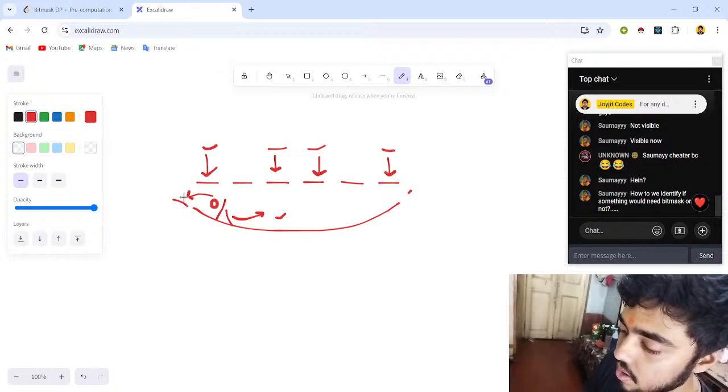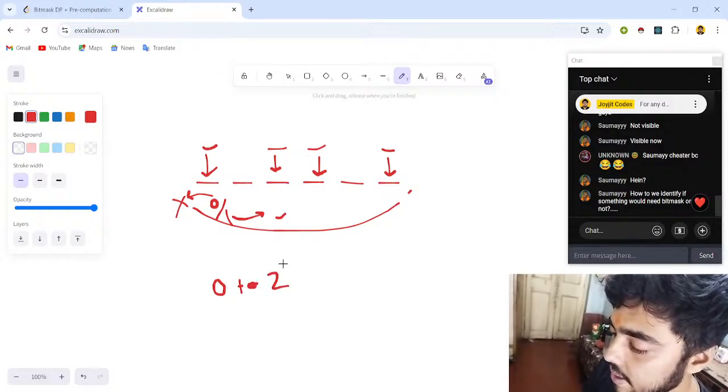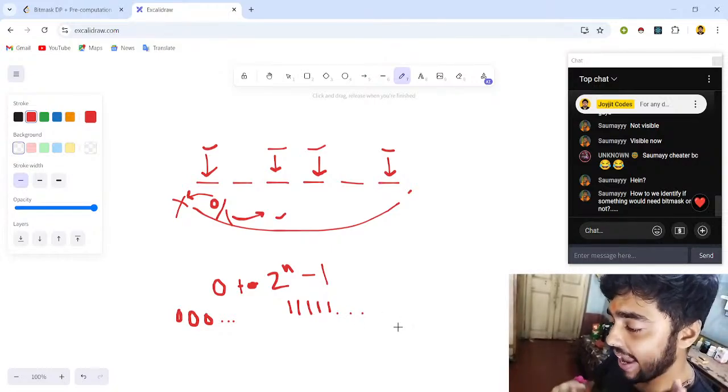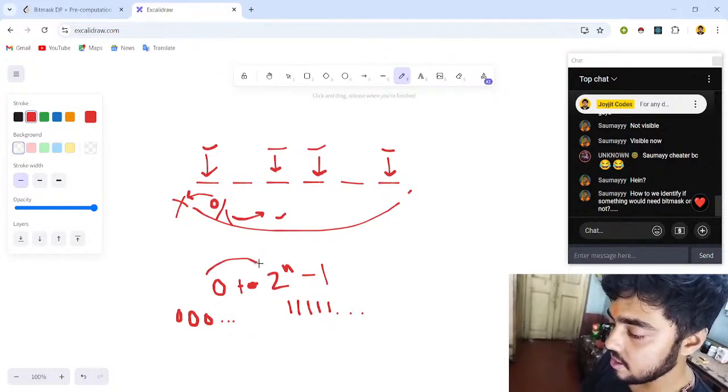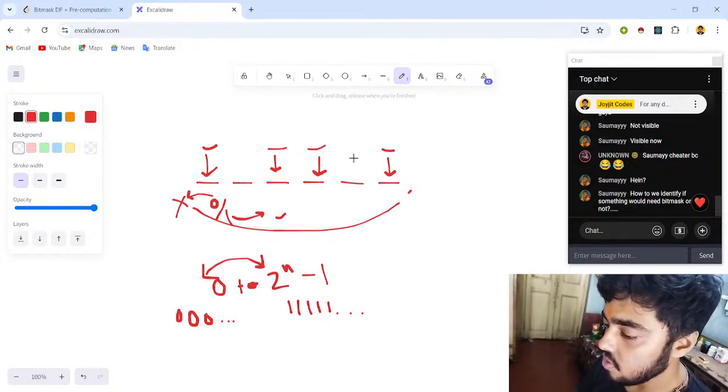So if you traverse from 0 to 2 to the power n minus 1, then 2 to the power n minus 1 is basically n number of ones, and 0 is basically n number of zeros. It can be more than n also, but for now we are going to consider n. So basically if you're taking any element from this range, you can find all the possible subsets, right? Now this is what bit masking is basically.